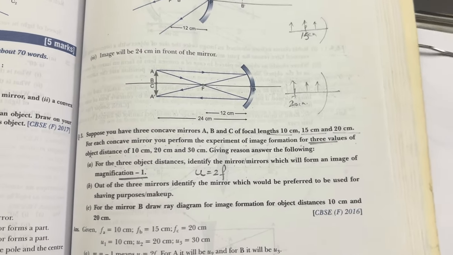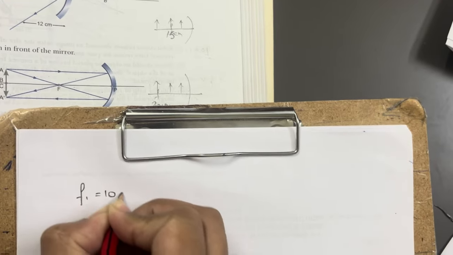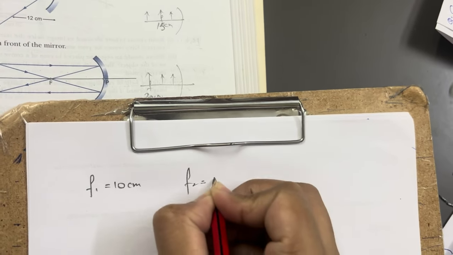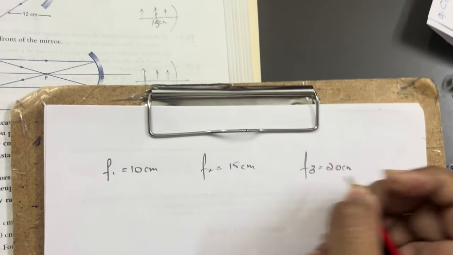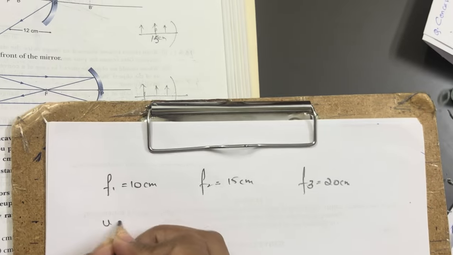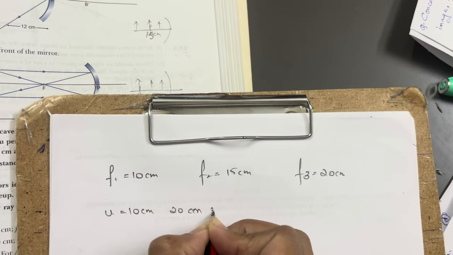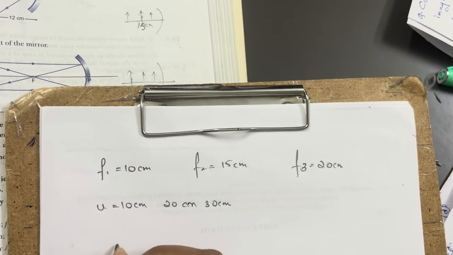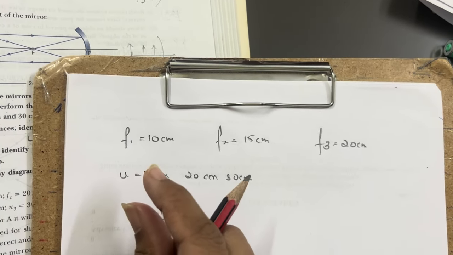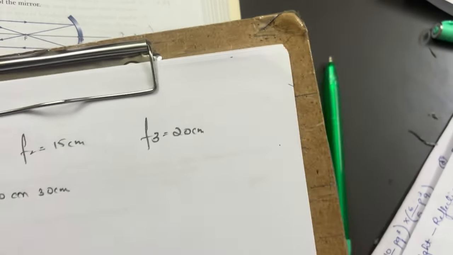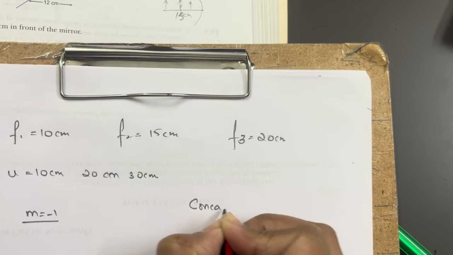Okay, so there are 3 mirrors. Mirror 1 has a focal length of 10 centimeters, mirror 2 is 15 centimeters, and mirror 3 is 20 centimeters. And then you're placing the object at 10 centimeters, 20 centimeters, and 30 centimeters. For magnification equal to -1, there's no enlargement; an exact same size inverted image is being formed. So what kind of a mirror is it? Inverted images means it is always a concave mirror.